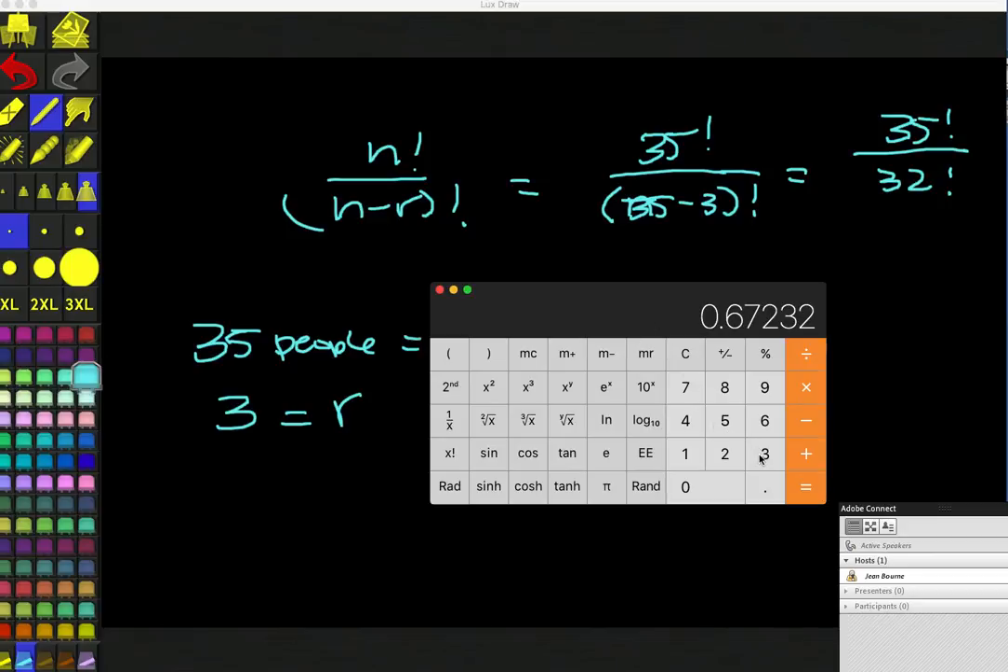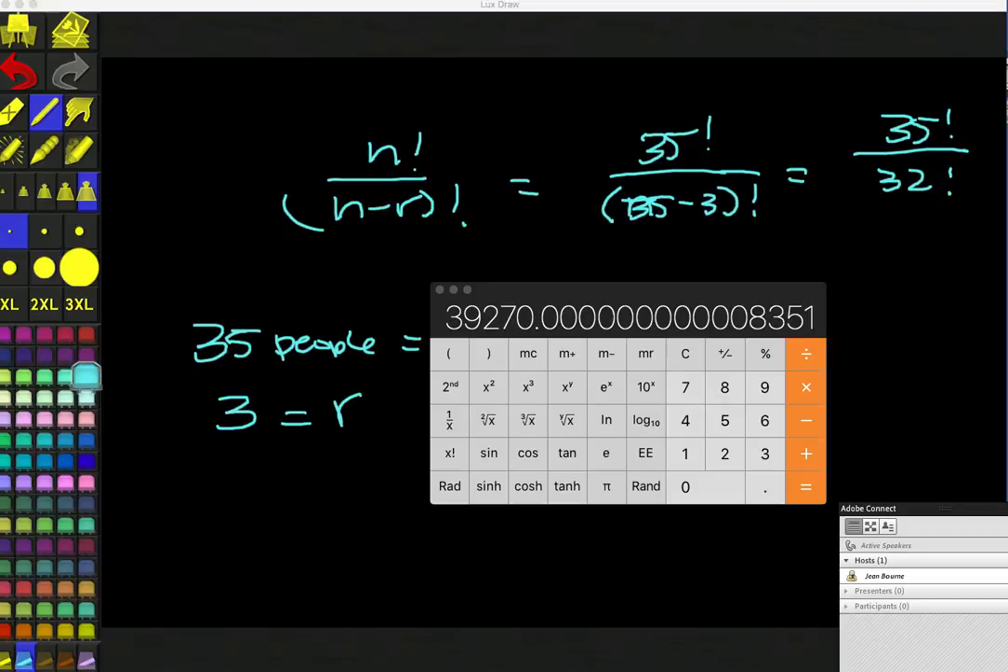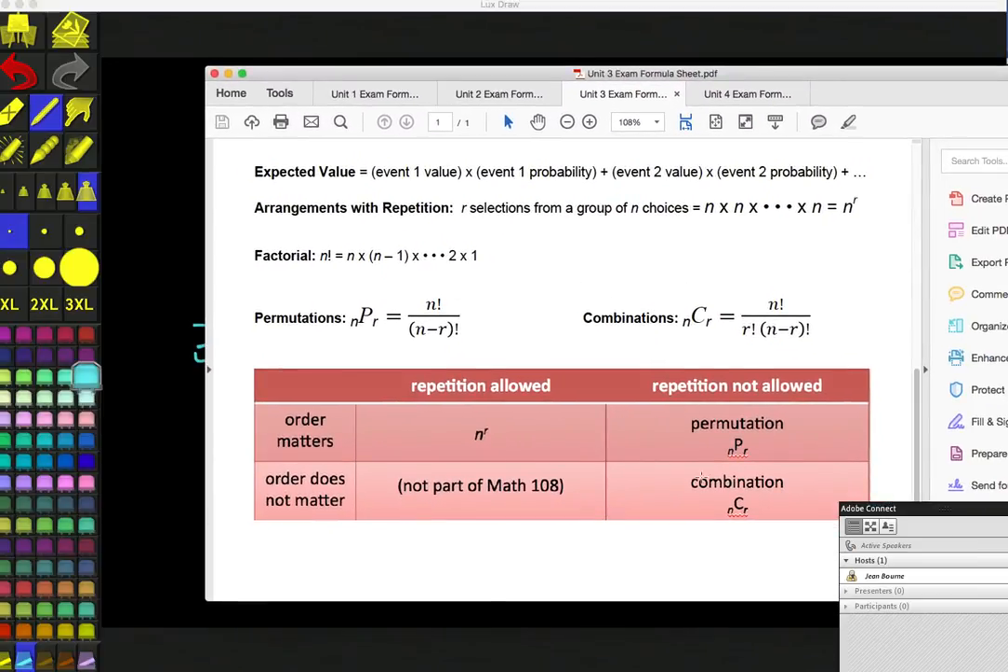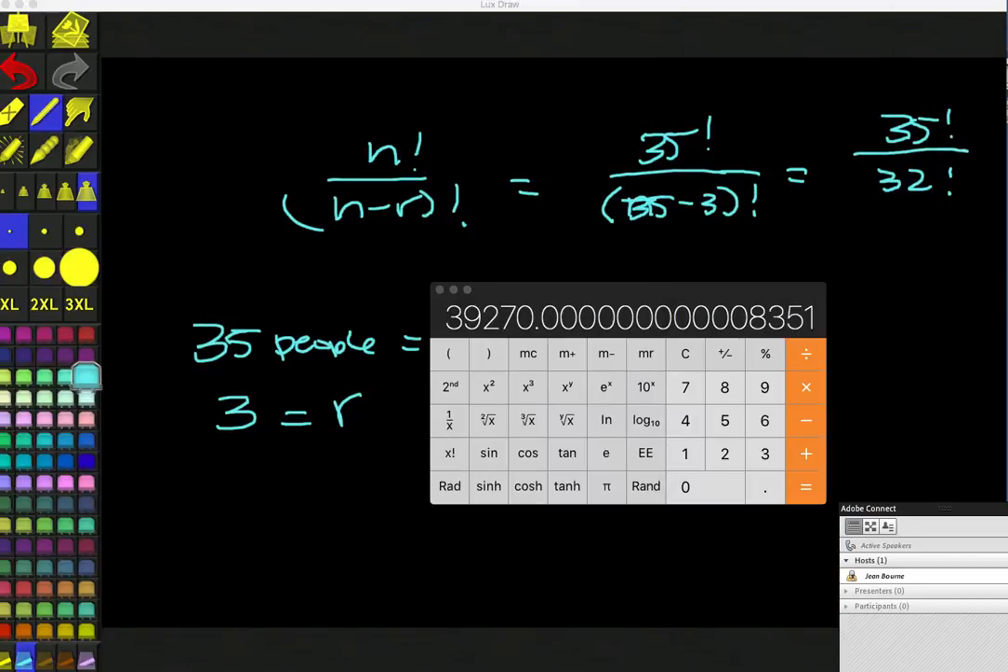Okay. Here's 35 factorial divided by 32 factorial. And I get 39,270. So that's a lot of different ways that can come up, right? Whoops, that wasn't what I wanted. I wanted this one. Yep, so that's your answer right there, 39,270. So again, if you're not sure, read through these, and they've got this little chart that's fabulous. These give you a very good explanation, so use your formula sheets.